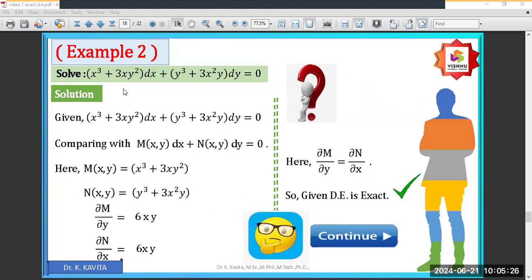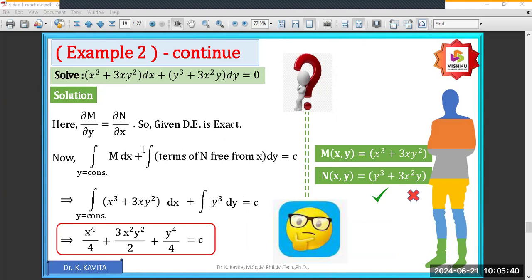The second example also: x cube plus 3xy square dx plus y cube plus 3x square y dy equals 0. We identify M dx plus N dy equals 0. We differentiated with respect to y and x and found it exact. We found the general solution, keeping y constant in the first term, and taking the terms of N free from x, and we got this answer.